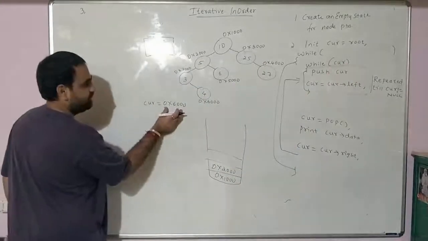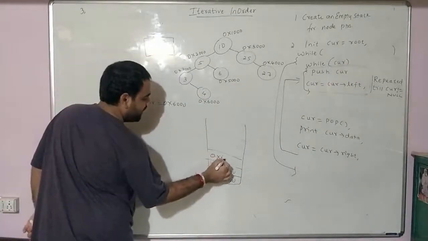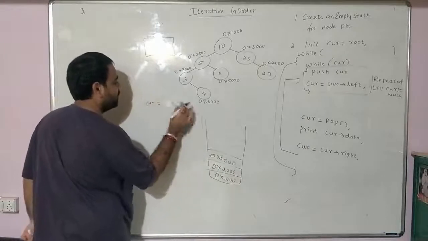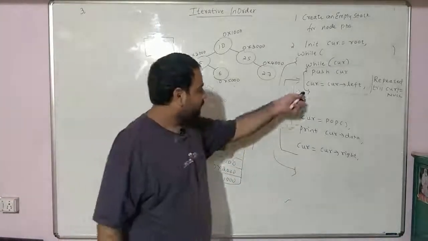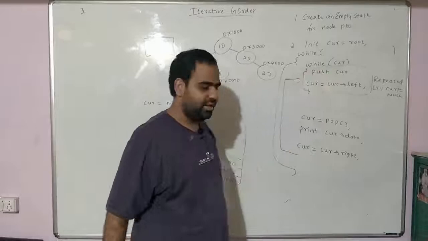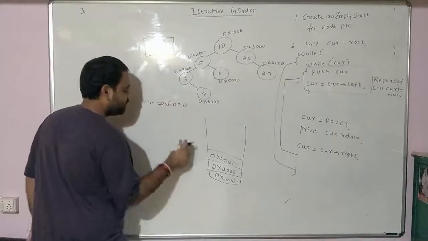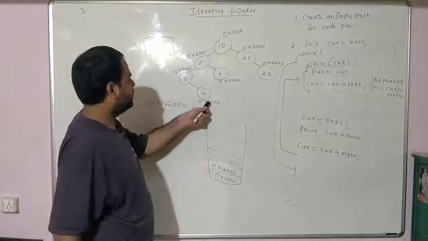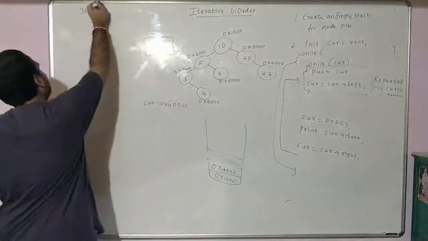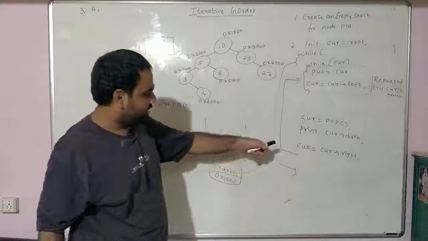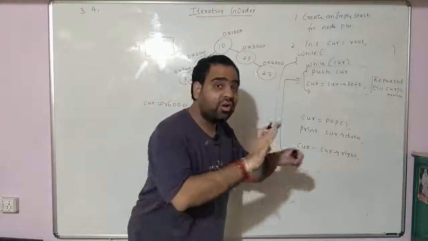Now, what is the value of current? 6000. Push 6000 and set current equal to current arrow left. Now, what is current arrow left? Null. Go back, null is false. You come out, you say current equal to pop. What do you pop? You pop 6000 from the stack. This is gone. You print 6000 arrow data. What is 6000 arrow data? 4. 4 is printed on the output screen, and you say current equal current arrow right.